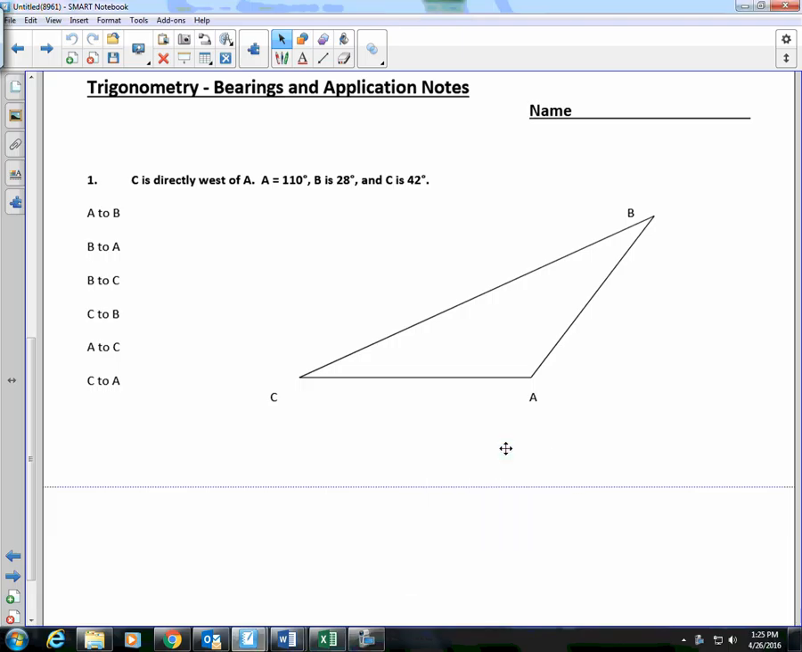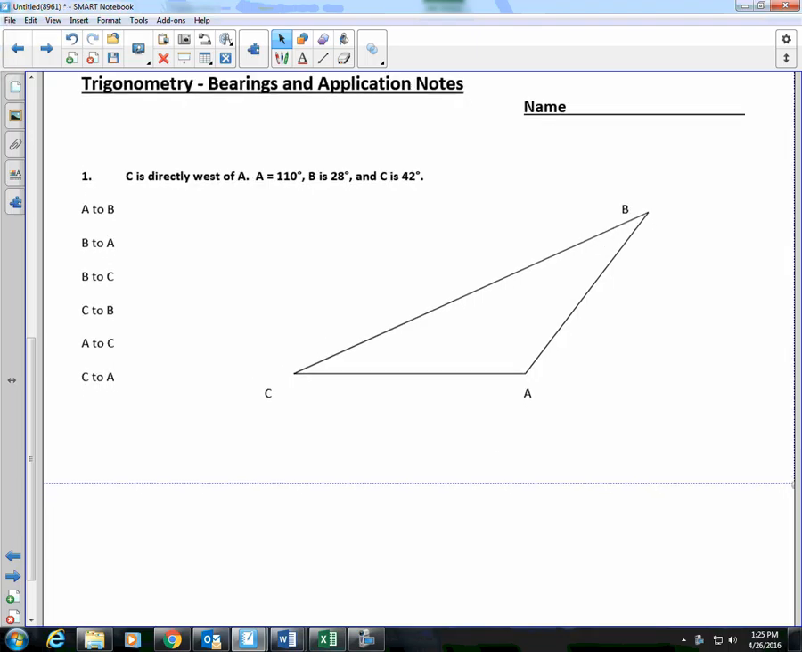Okay, so we're going to determine all the bearings from A to B, B to A, B to C, C to B, A to C, and C to A. And we were given a few pieces of information. Angle A is 110 degrees. Angle B is 28 degrees. And angle C is 42 degrees.